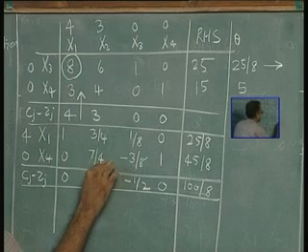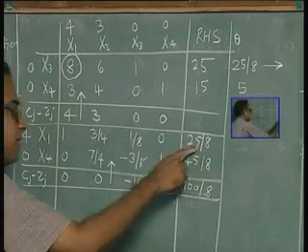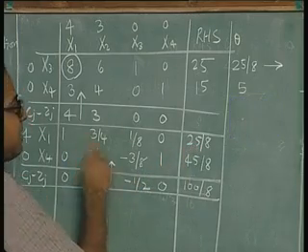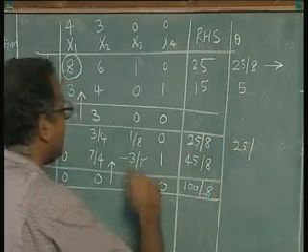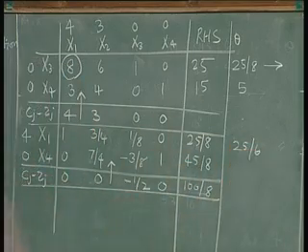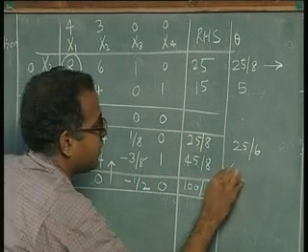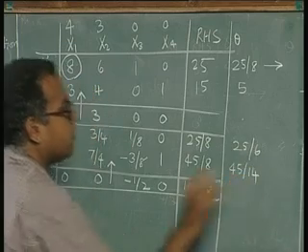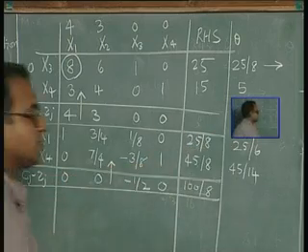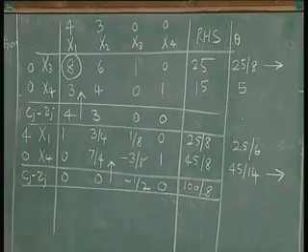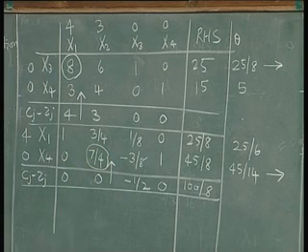So let us enter variable x2 with a 0 Cj minus Zj. Corresponding values of theta would be 25 by 8 divided by 3 by 4, 25 by 8 into 4 by 3, which gives us 25 by 6. 45 by 8 divided by 7 by 4 will give us 45 by 14. 45 by 14 is smaller than 25 by 6. So this variable leaves. Now this is the pivot element. Now we continue with the simplex iteration.